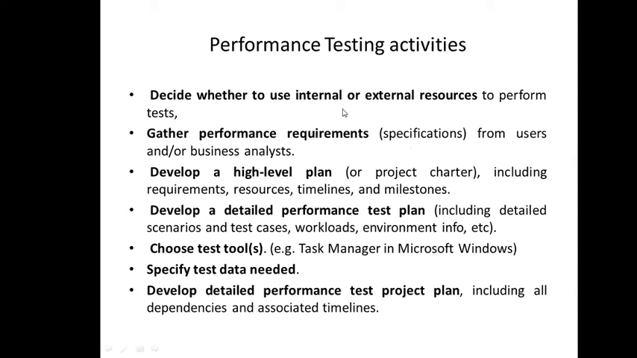Once you decide this, internal and external resources, the second step is to gather the performance requirements from the users and or business analyst, right? So what are the performance requirements? That is a specification. You need to identify all those. Then develop a high level plan. The high level plan means the plan including the requirements, resources, timeline and milestones. So prepare a project charter for this.